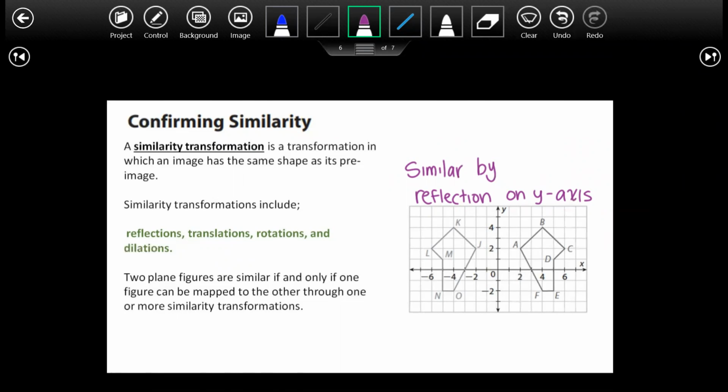So if I were to give you this on a paper, can you create that same image? Okay, and that's the whole idea of confirming similarities. Again, it has the same shape, but not the same size necessarily. All congruent shapes are similar, but not all similar shapes are congruent. Does that kind of make sense? All thumbs are fingers, but not all fingers are thumbs.